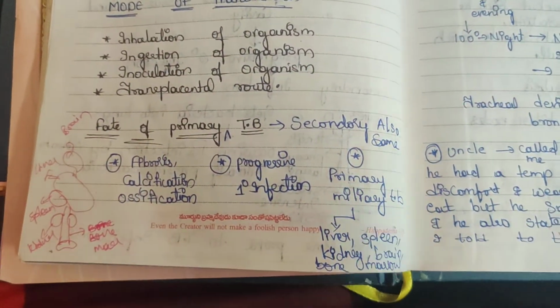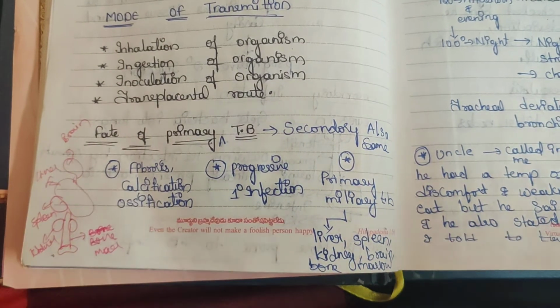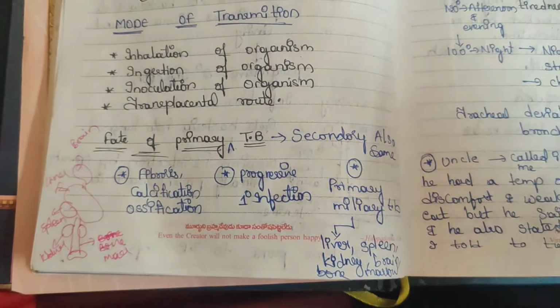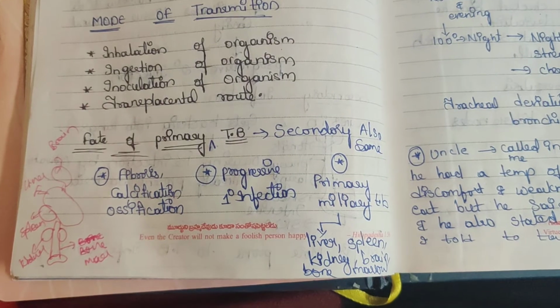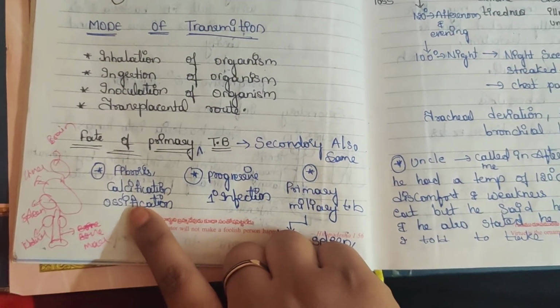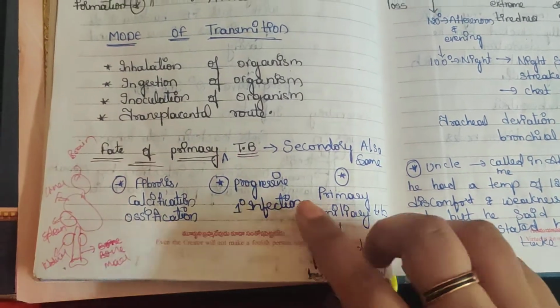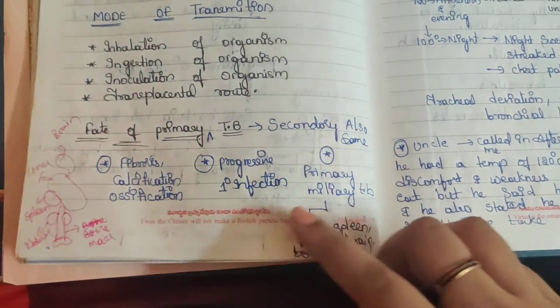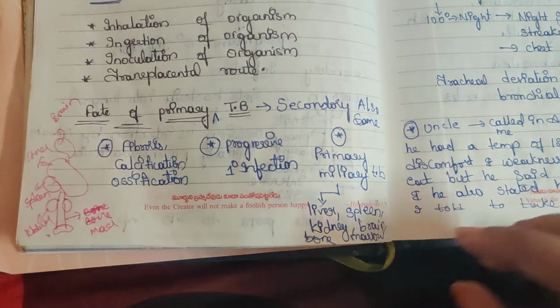Now we are going to talk about the fate of primary tuberculosis, and this fate is the same for secondary also. It may undergo fibrosis, calcification, ossification and progressive primary infection, and primary miliary tuberculosis.